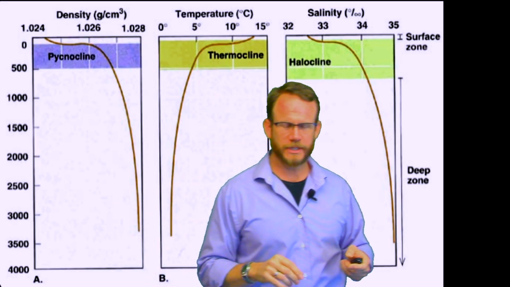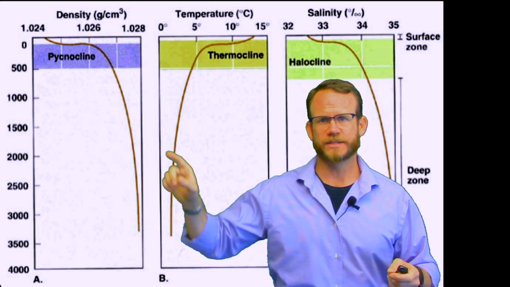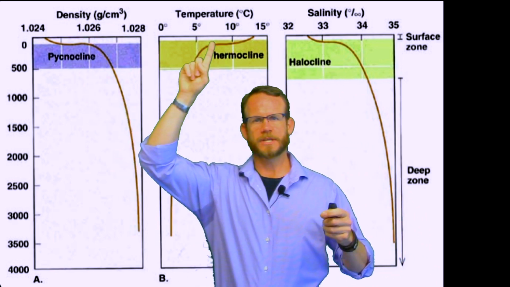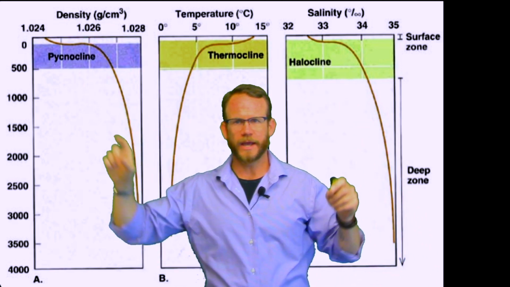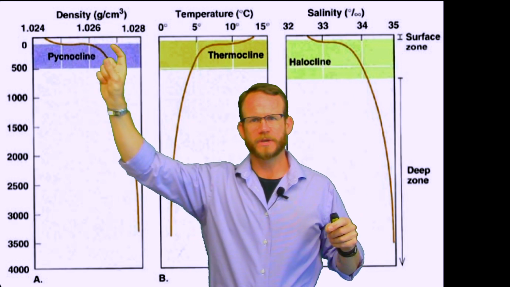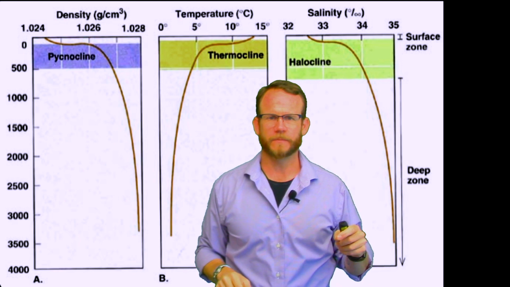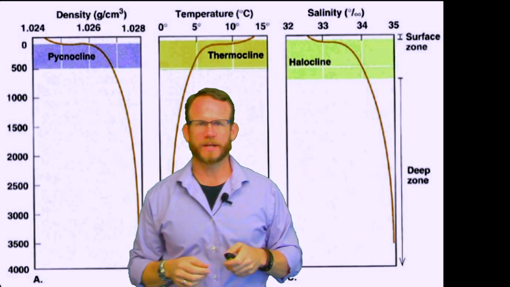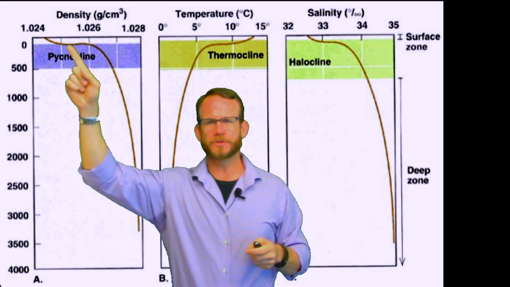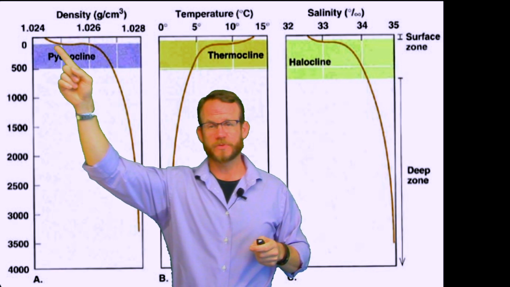So if you put all these together, you get something like this. So here's our density, temperature, and salinity. And again, surface zone at the top, here's all the clines, pycnothermohalocline, and then the deep zone. And so this is what it looks like right next to each other. Now this is approximate. You can see here these density numbers don't change a whole lot.